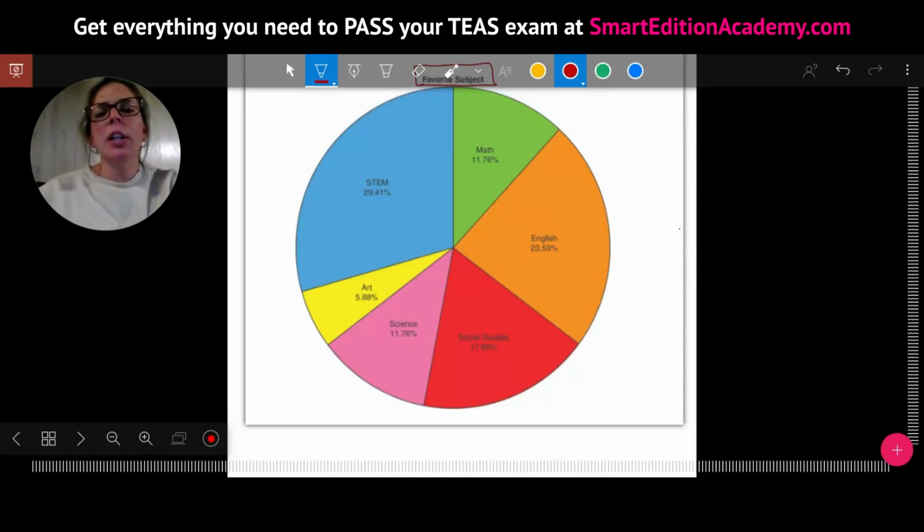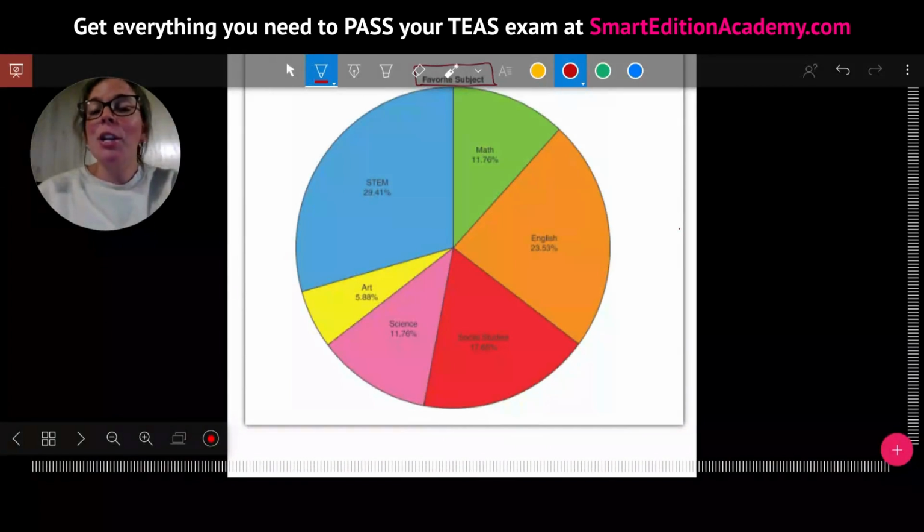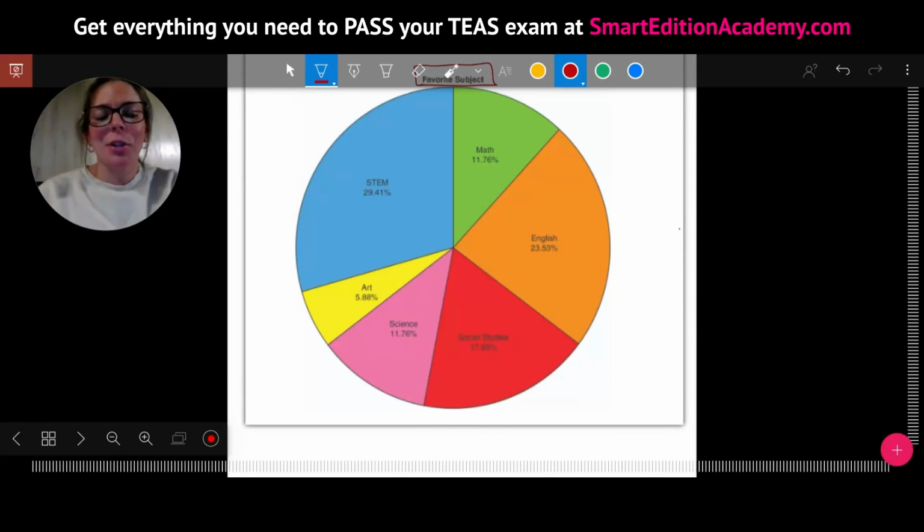So just by looking at this, the visual is so helpful because, even without the percentages, you could kind of tell which are the more popular subjects and which are the least popular subjects. And that gives you a place to start in an understanding of the information, which is the whole point of these graphs.